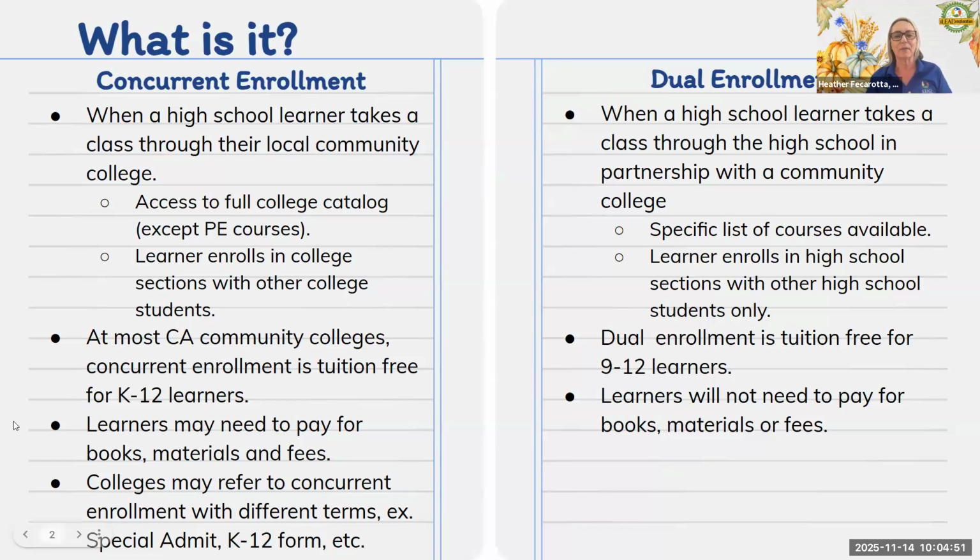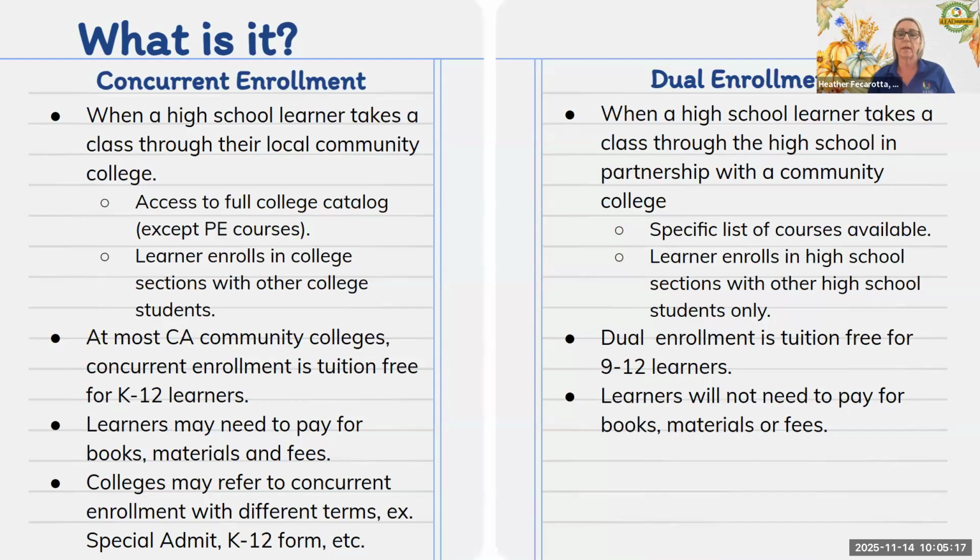Anyway, so the colleges may refer to concurrent enrollment with different terms. Some of them honestly actually use the term dual enrollment, which could be really confusing with us now. But they special admit, K-12 form, so on and so forth. So it's a great opportunity for you to attend the local community college near your home, or, if online is your jam, they offer that as well.